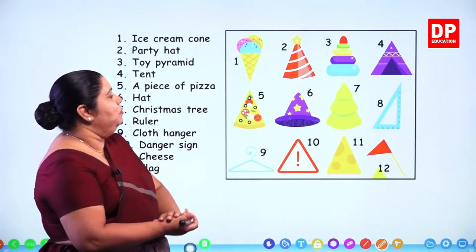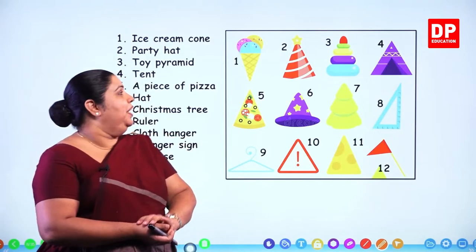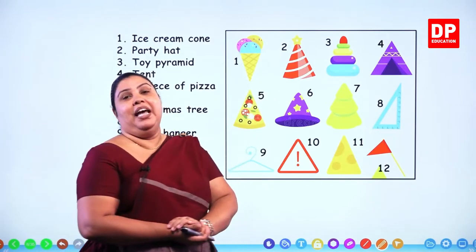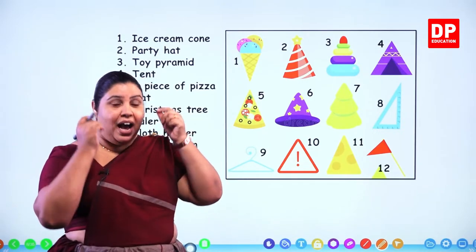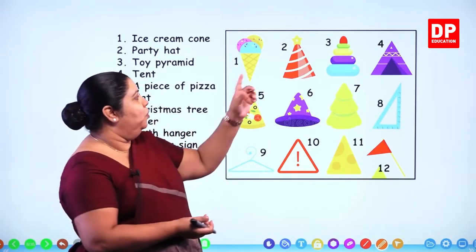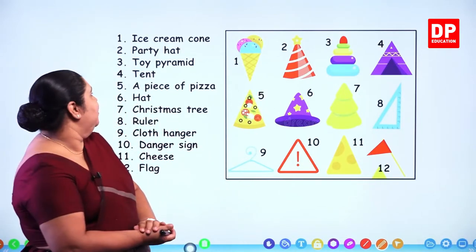So ice cream cone. Second one, party hat. We use little hats when we have birthday parties, when we have other different parties, we wear a little party hat. And most of the time the party hats are like that in the shape of a triangle.